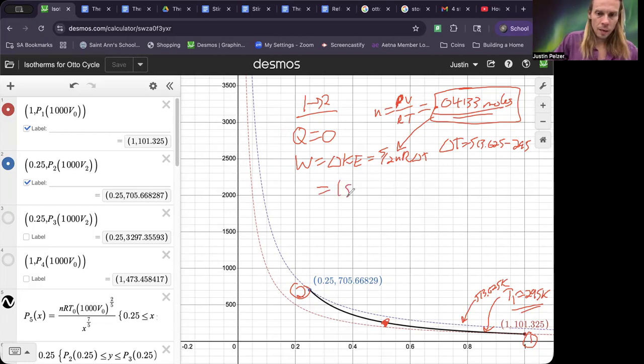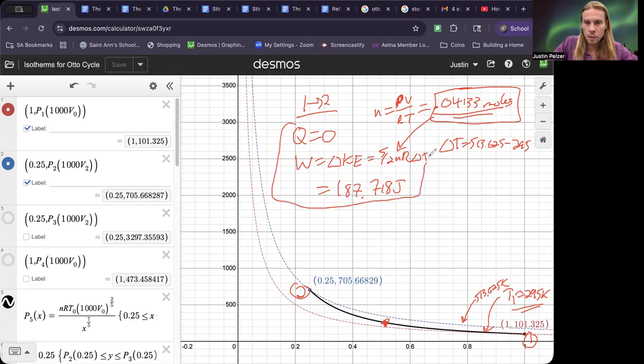We get that the work and the delta kinetic energy are 187.718 joules. We'll just round to that. Close enough. We do want to keep all the decimals, and the secret is at the end, right? Very good. So these numbers end up being really important. Great. Let's clear it.